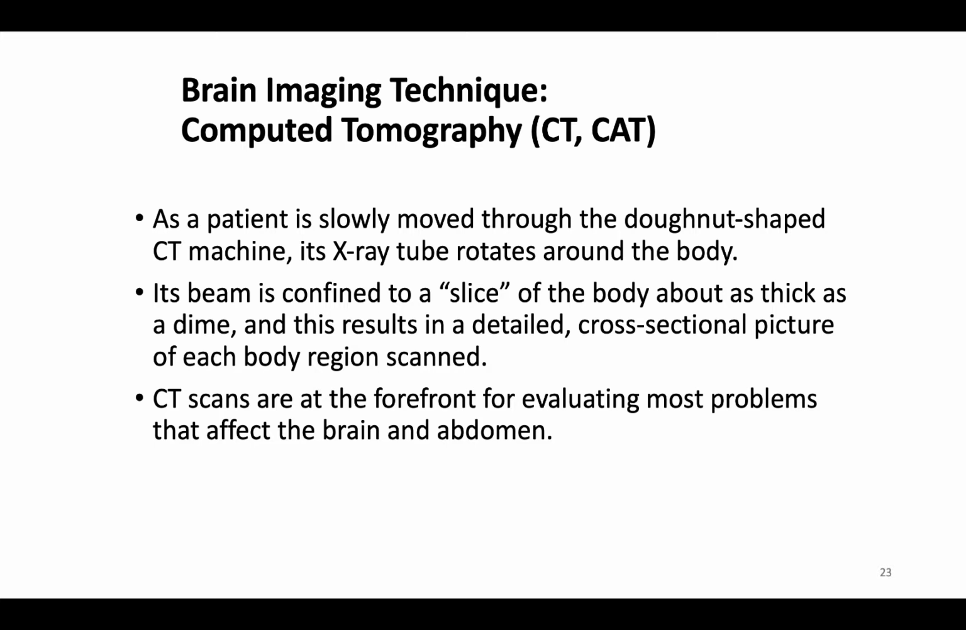CT is a refined version of X-ray equipment. As a patient is slowly moved through the donut-shaped CT machine, its X-ray tube rotates around the body. Its beam is confined to a slice of the body about as thick as a dime, and this results in detailed cross-sectional pictures of each body region scanned and reconstructed. CT scans are at the forefront for evaluating most problems that affect the brain and abdomen.